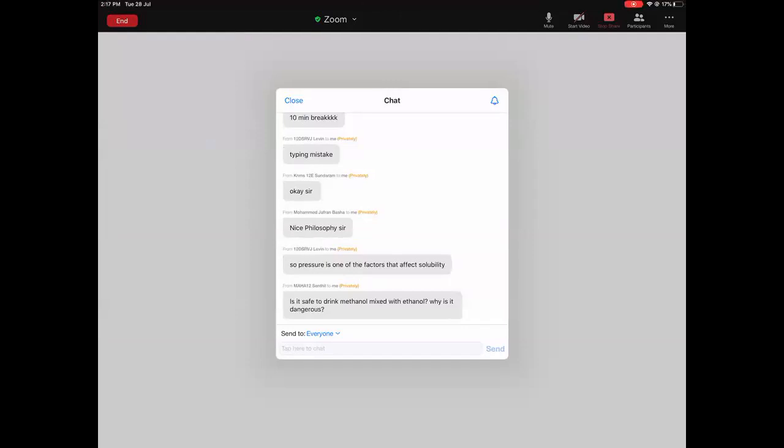Is it safe to drink methanol mixed with ethanol? Hey, it is deadly poisonous. Okay. Deadly poisonous. Yeah. Deadly poisonous. So please don't think about it. Don't ask that question.